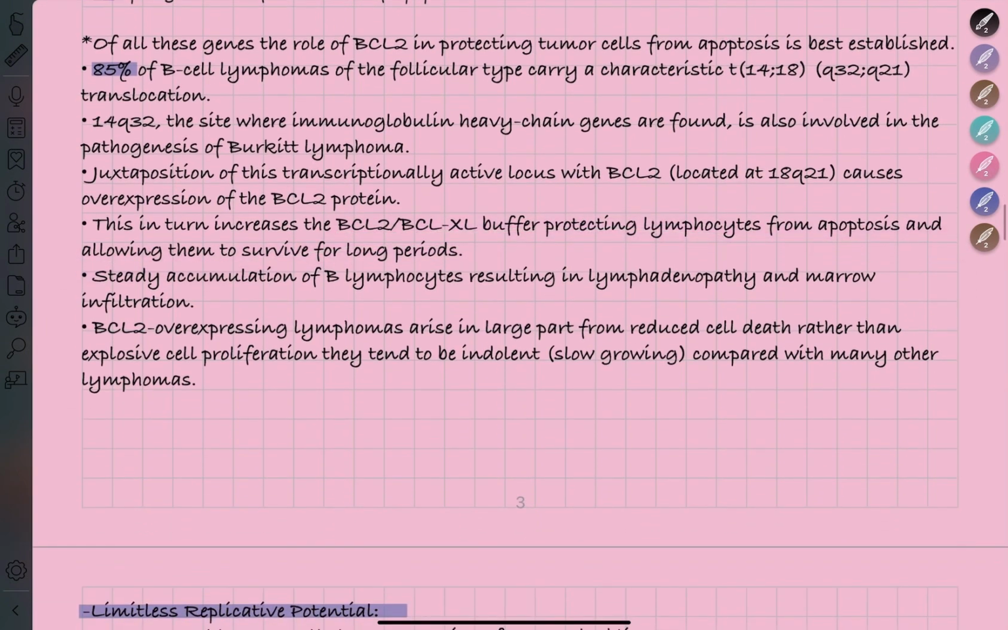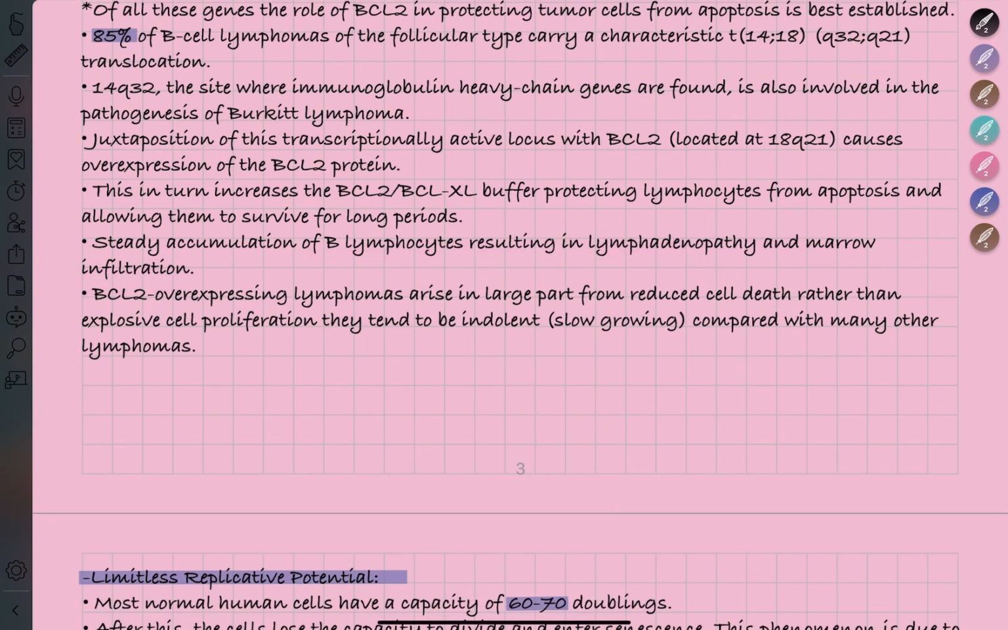Steady accumulation of B lymphocytes results in lymphadenopathy and marrow infiltration. BCL2 overexpressing lymphomas arise in large parts from reduced cell death rather than explosive cell proliferation. They tend to be indolent, slow growing compared with many other lymphomas. So here, these BCL2 overexpressing lymphomas basically arise due to the reduced cell death, not from the proliferation, because the proliferation is slow here, okay?